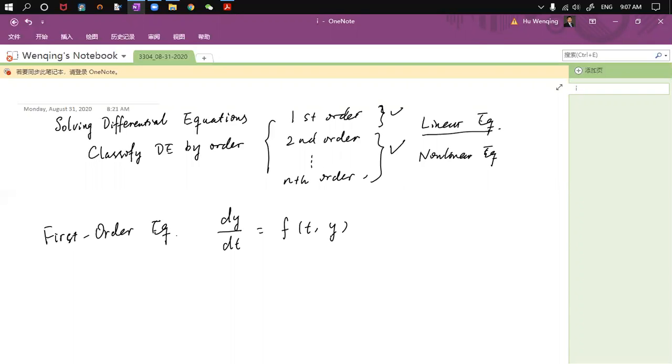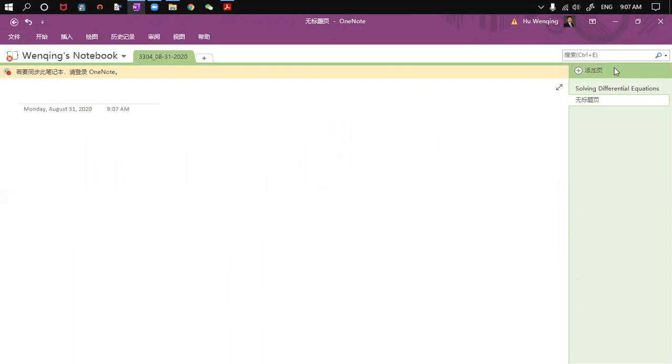Now, if that is the case, then you can of course say the equation has the form dy over dx is f of x and y, which is also completely fine. This means that y is going to be a function of x. So now today we are going to talk about one way to solve such a differential equation. It's called separation of variables.